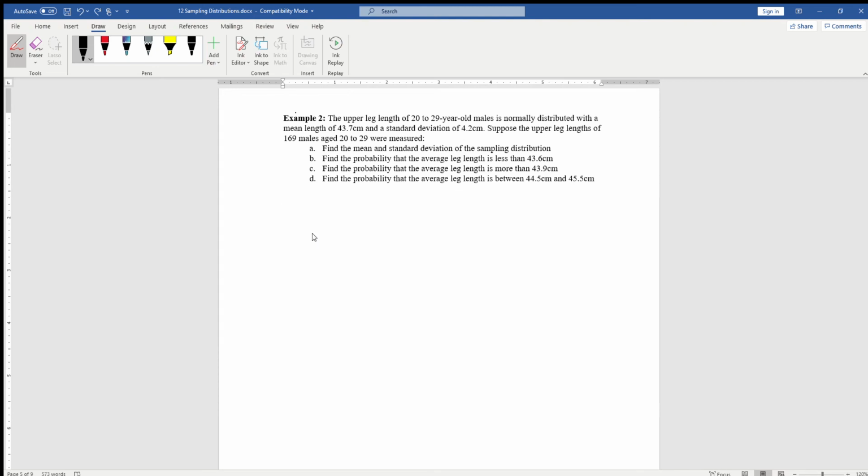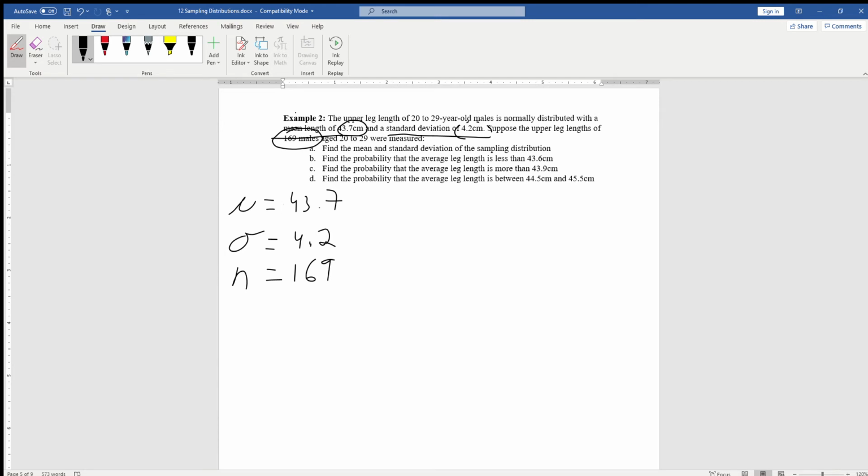Okay, so hopefully you had an opportunity to work through this example. What I'll do is work through it with you just to make sure it's okay. We have the upper leg length of a 20 to 29-year-old male, which is normally distributed. The mean length is 43.7 centimeters. The standard deviation is given as 4.2. And finally, the number of samples: 169 males were surveyed.